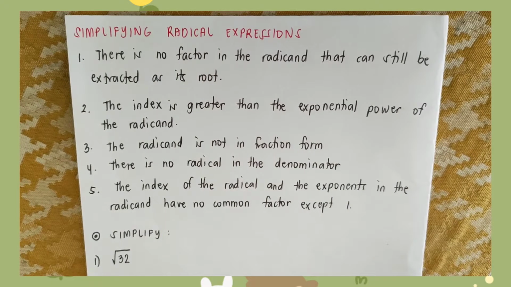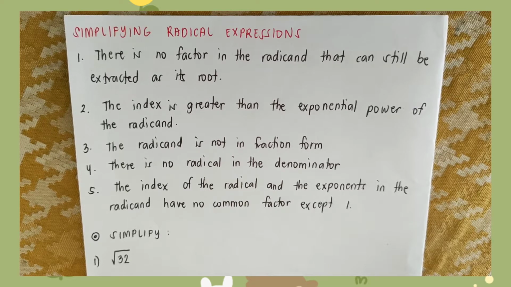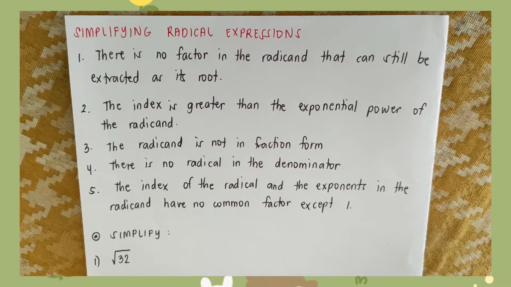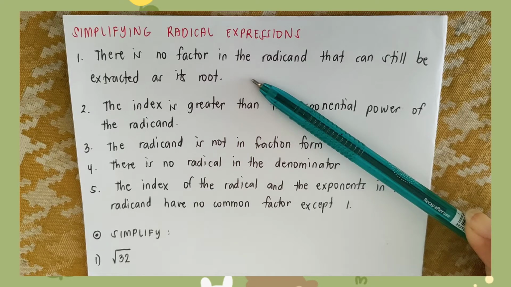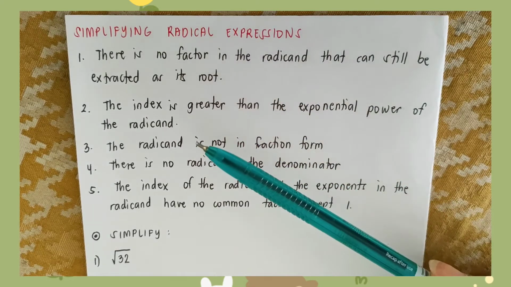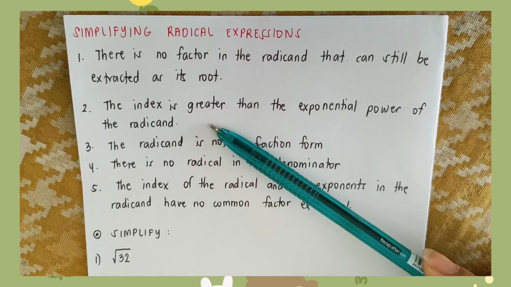Good day everyone. Today we will discuss a new topic, which is simplifying radical expressions. We have the following characteristics to check whether a radical expression is already in its simplest form. Number 1, there is no factor in the radicand that can still be extracted as its root. Number 2, the index is greater than the exponential power of the radicand.